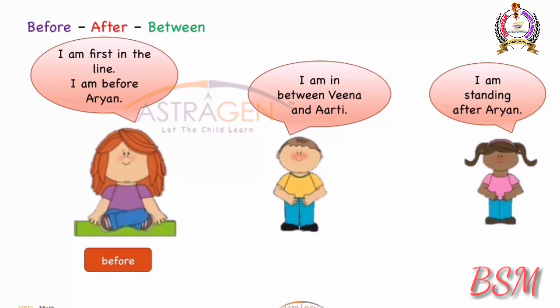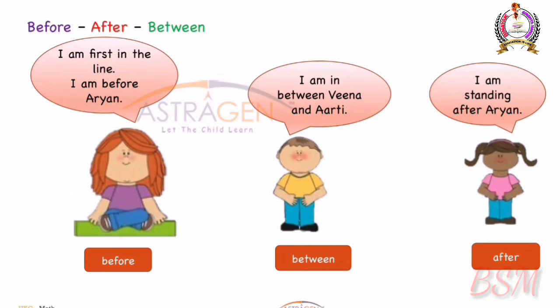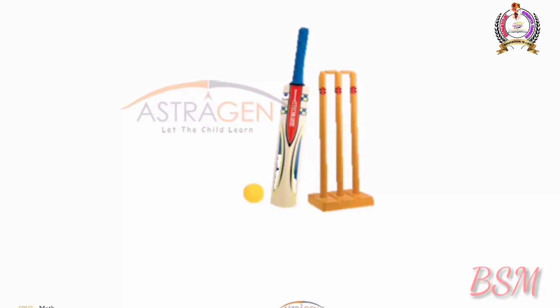So let's learn what is before, between and after with numbers. Okay. Before that, let me give you another example. We have the ball, the bat and the stumps, right? The wickets. So now how do you say it in a sentence? The ball is before the bat, right? The bat is before the wickets. The bat is after the ball and the wicket is after the bat. Now what is in between? The bat is in between the ball and the wickets, right?